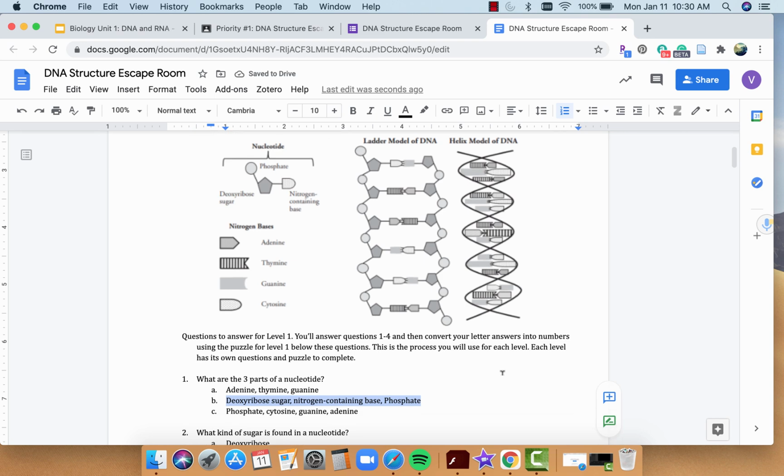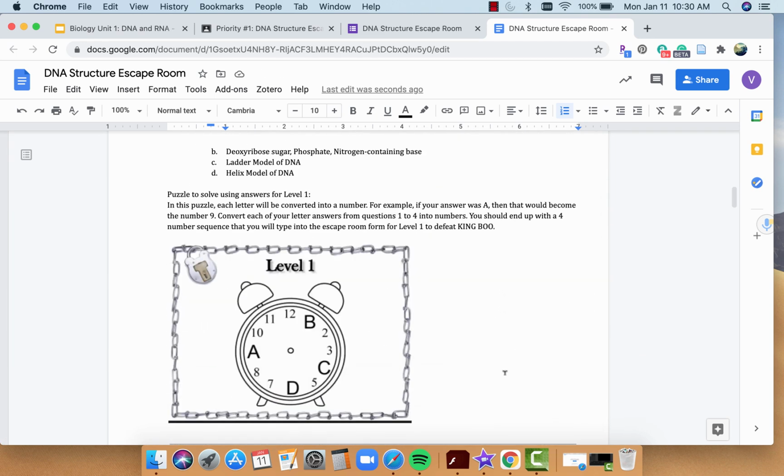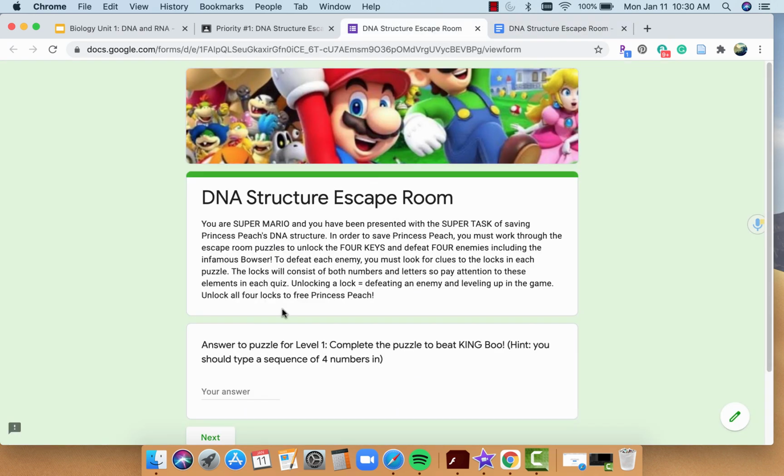Once you have that answer, scroll down to the puzzle for level 1. Each level has its own puzzle. Our answer was B, so you look on this clock and see what number B is replacing. That's a 1. So the first number in your sequence that you're going to type in your form is a 1.